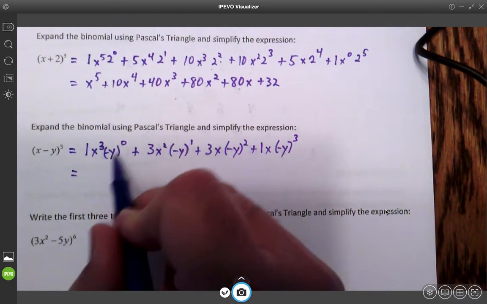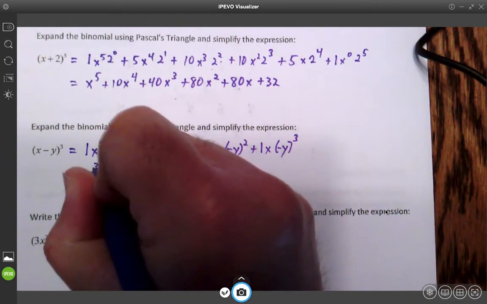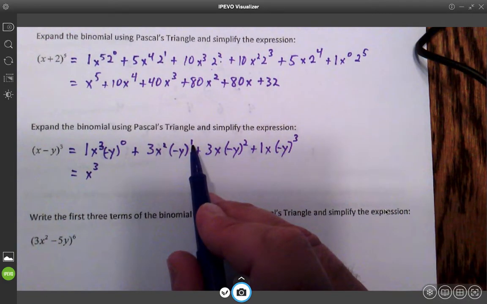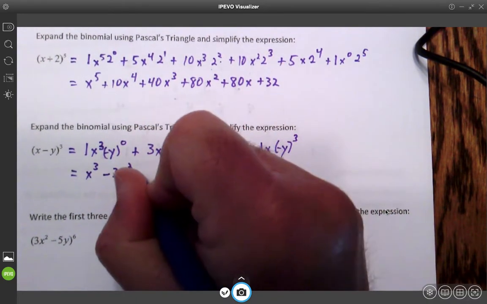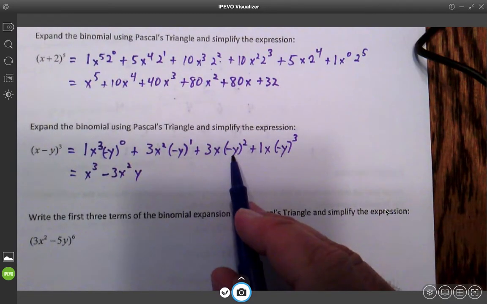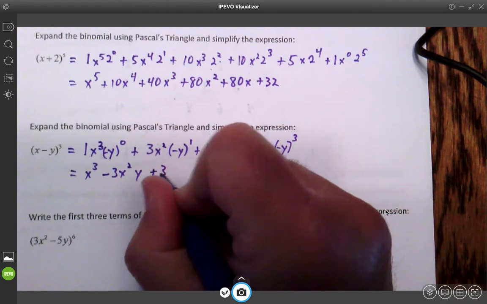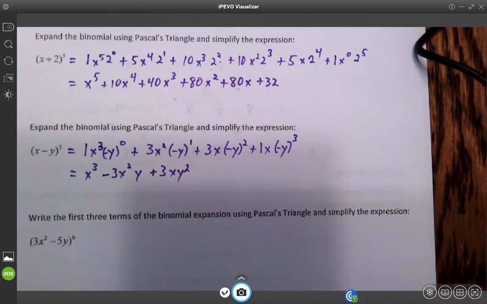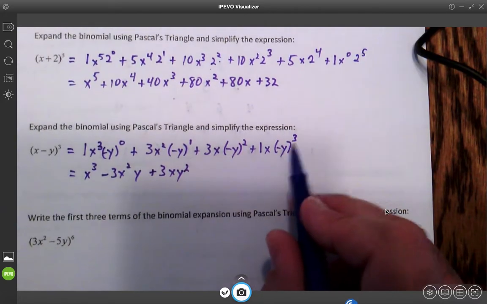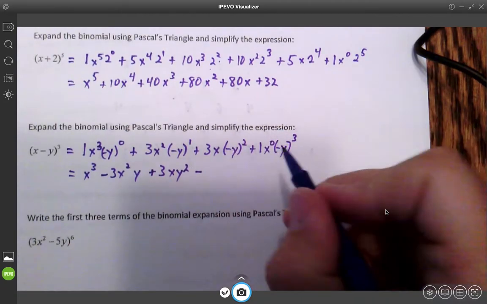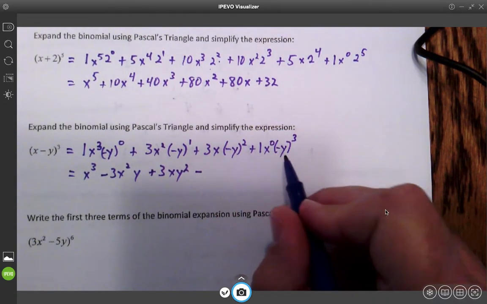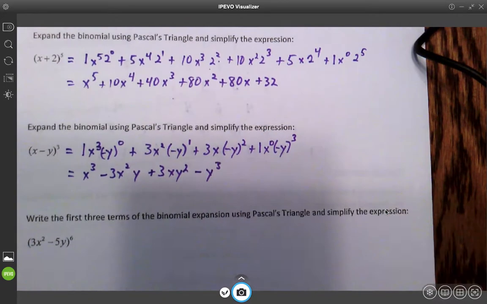Okay, well anything to the 0 power is 1, so that's just x cubed. What's negative y to the first? Negative y, isn't it? So this would be minus 3x squared y. What's negative y squared? Positive y squared. So this would be 3xy squared plus, again, negative y cubed is, that should be x to the 0, shouldn't it? Sorry about that. Yeah, that's 0 power. So that's just simply negative y cubed, and there we go. That's the expansion.